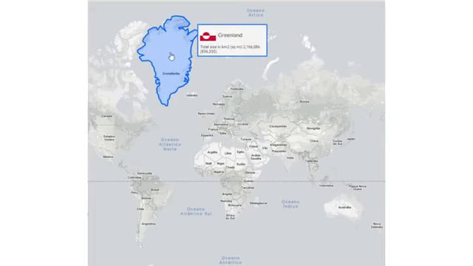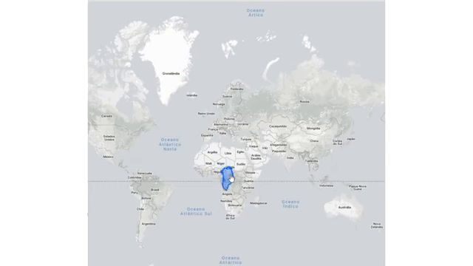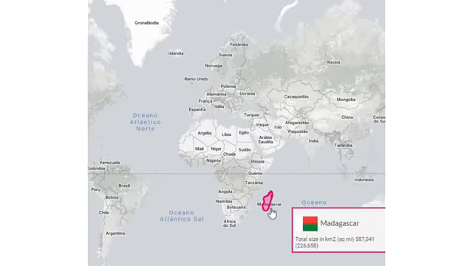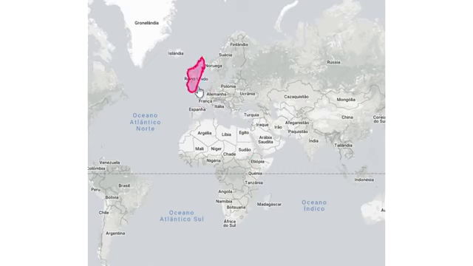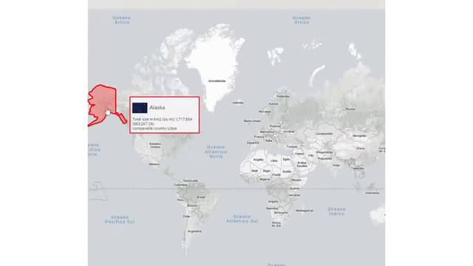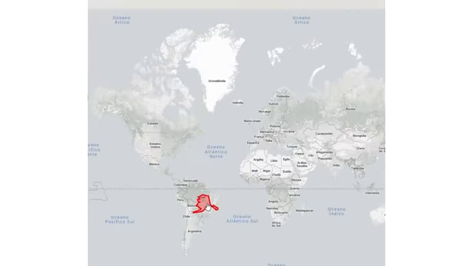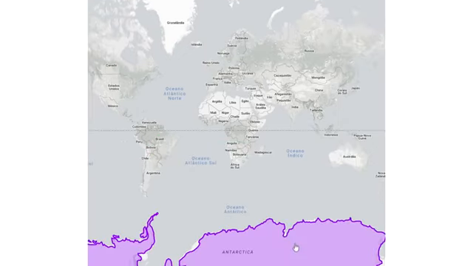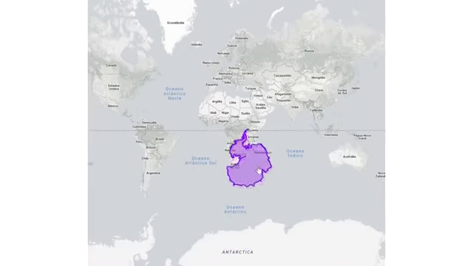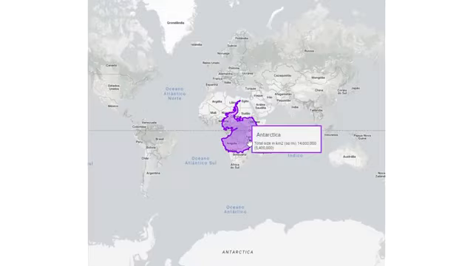Greenland appears to be the size of Africa, when in reality it is 14 times smaller. Madagascar looks the same size as the UK, when in fact it is twice its size. Alaska seems to be the same size as Brazil, when Brazil is 5 times bigger. Antarctica looks gigantic, when in reality it is reasonably small.